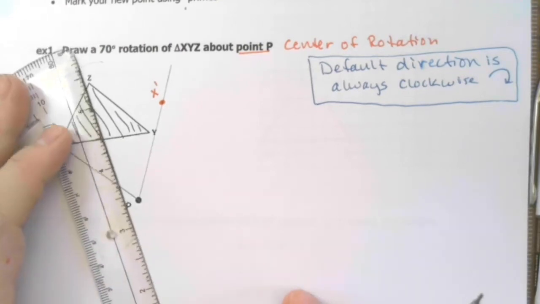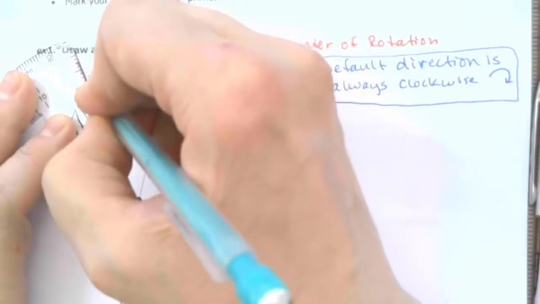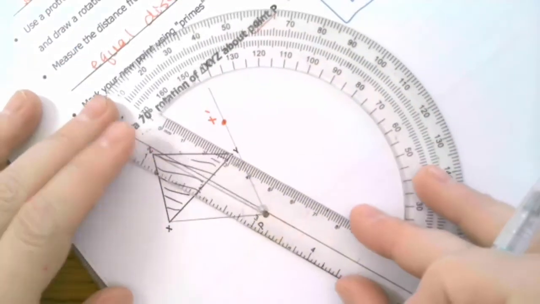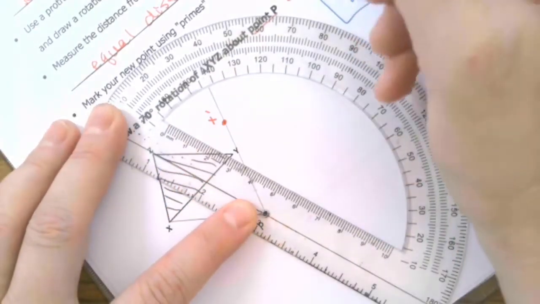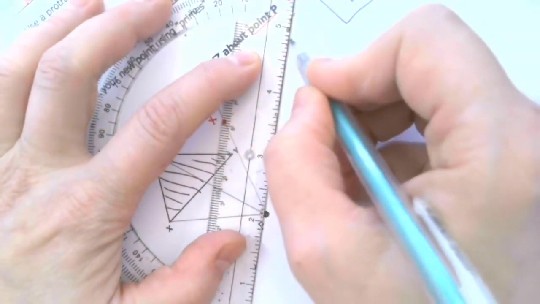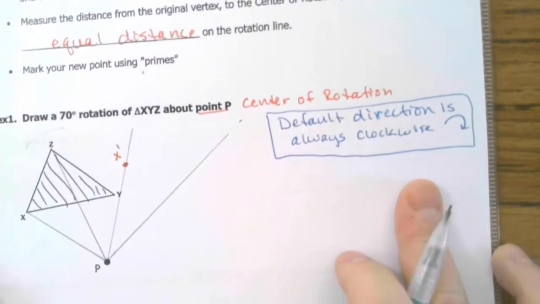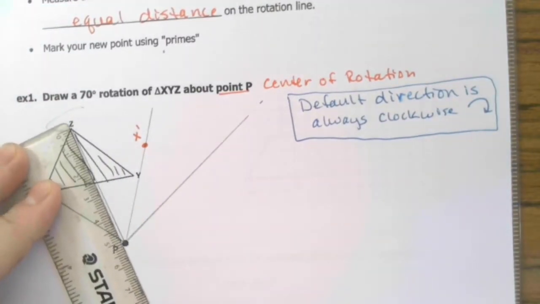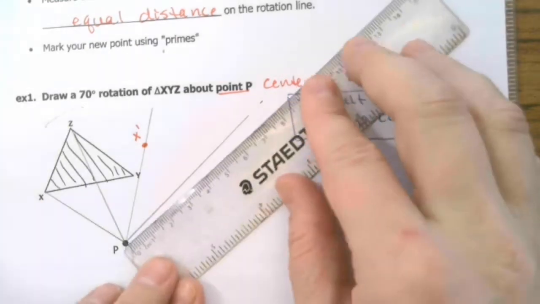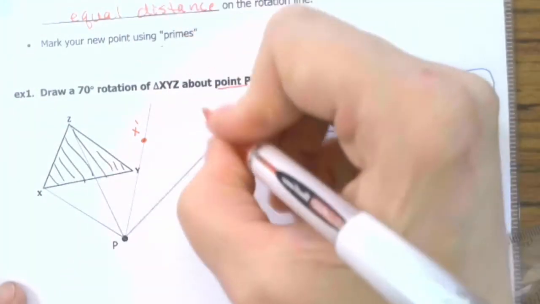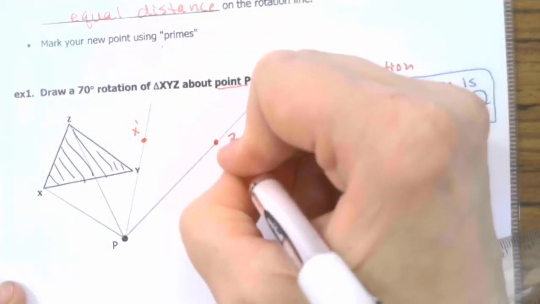Okay, so now we're going to do Z. So draw a line from Z to the point of rotation, the center of rotation. I have to turn this a little bit. So we're going to mark a 70-degree rotation. So we line that up. 70 is here. Draw your line. And now we're going to measure from Z to the center of rotation P. It is about 5 centimeters and 2/10. So we're going to measure that far, 5 centimeters and 2/10 is right there. That is your Z prime.